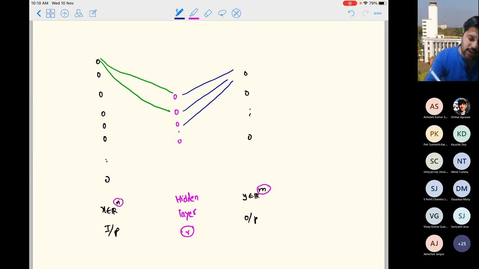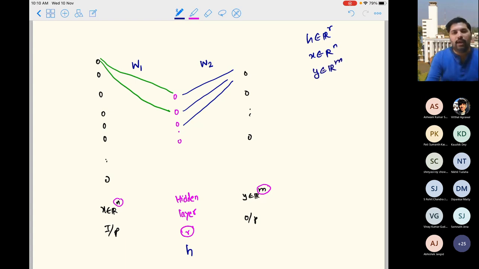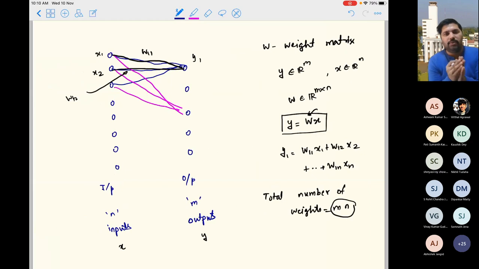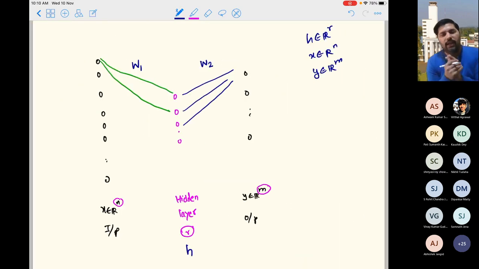Then suppose this hidden layer, I call it h. So how is the input output relationship now really going to work? Suppose this part I will call the W1 weight matrix, and this part I'll call the W2 weight matrix. Then clearly h is a vector in Rr, x is a vector in Rn, and y is a vector in Rm. So input and output are fixed exactly the same as in the previous architecture, but now I have a hidden layer introduced in between.